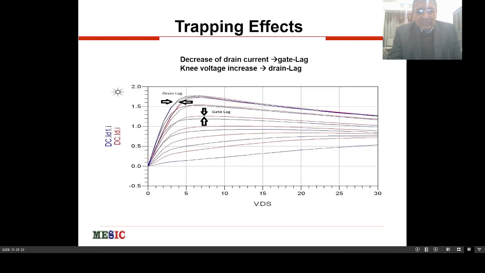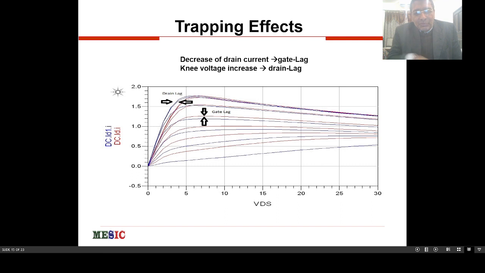So what is it? If you look from here, the normal IV in red color is without the trapping effect. When we put in a trapping effect, you can see a drain lag, that means the drain current gets pulled back, and there is a gate lag, that means the gate goes down compared to the normal IV. This is a normal IV of a transistor, and it also has the trapping effect in blue color, and the red color is the normal IV.